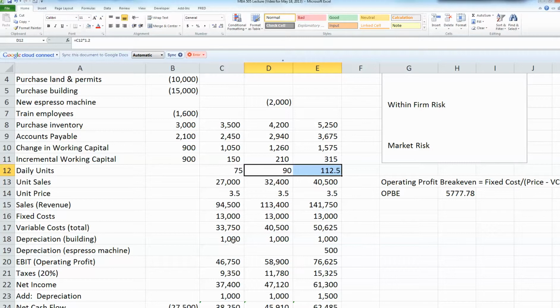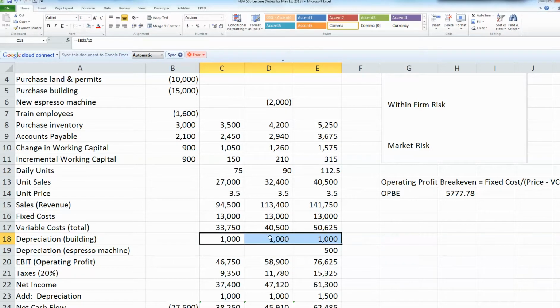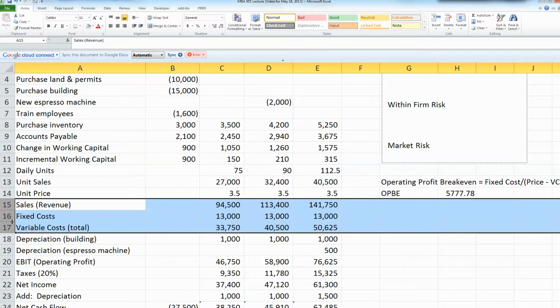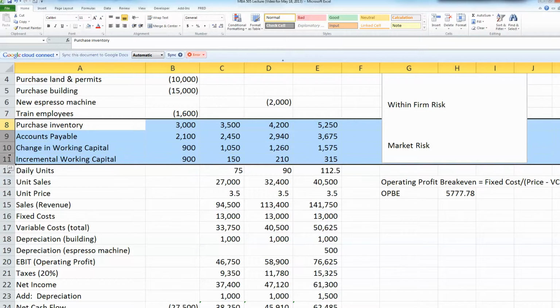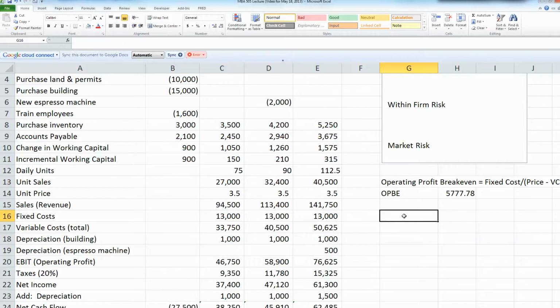It ignores depreciation because it only looks at operating profit, and technically operating profit occurs only after I've subtracted fixed costs and variable costs, before I've subtracted depreciation. It ignores taxes on my investment. It ignores working capital changes up here. So the operating profit break-even is not a particularly good way to determine if a project is worthwhile.